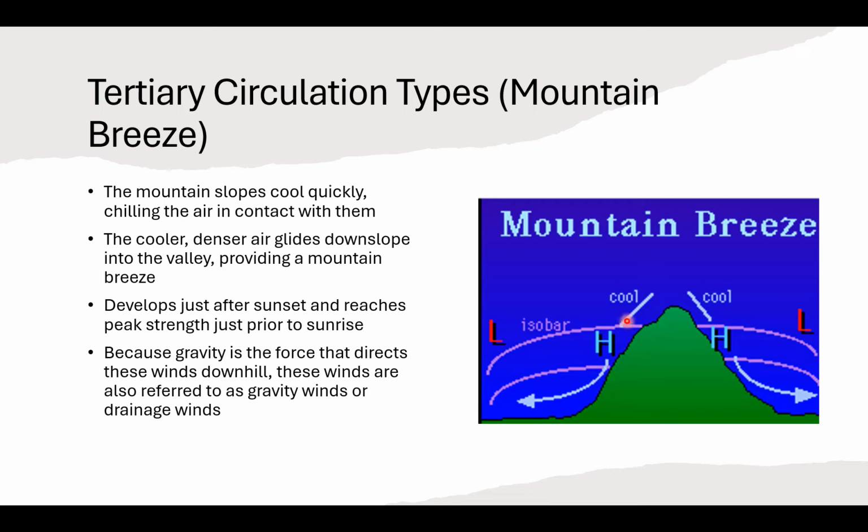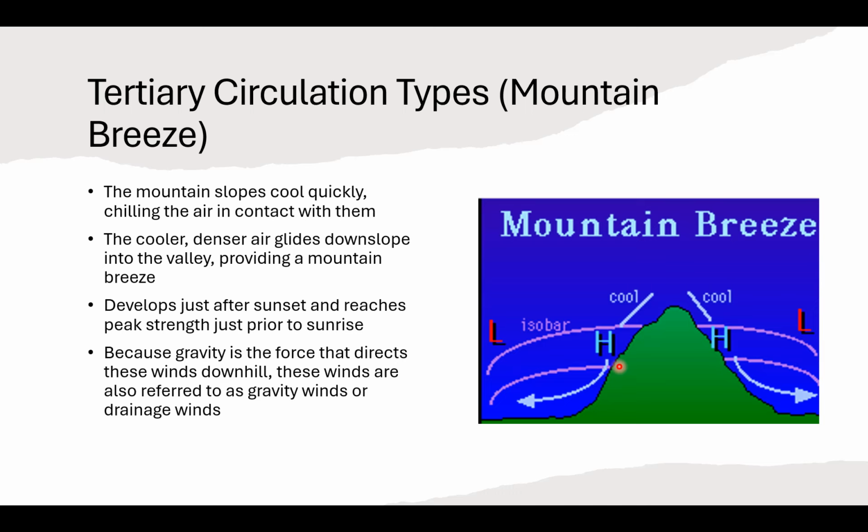This cooler, denser air then is going to glide down slope into the valley, providing a mountain breeze into the valley. So the wind basically changes direction depending on whether you live on the mountain or in the valley. You're going to notice these changes in the wind direction daily, specifically in the summertime when we have, again, a weak synoptic scale pressure gradient.